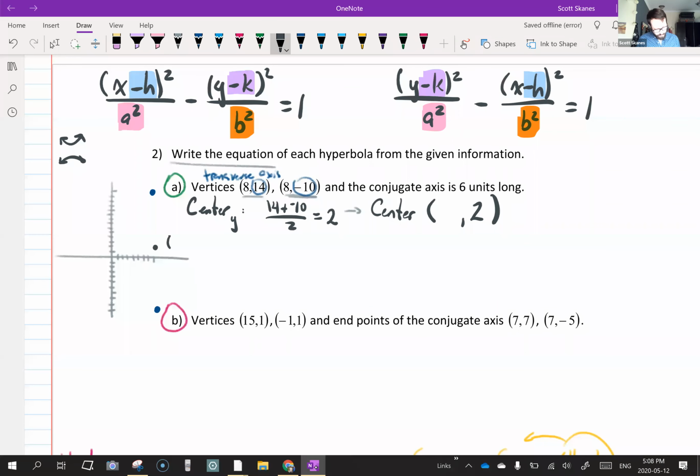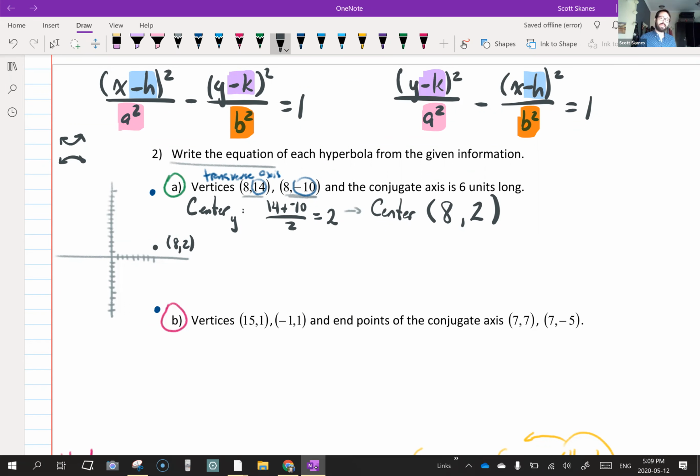The center is going to be at (8, 2). So you can see that you have to think in a different way to solve these questions. You have no choice. You have to know what the pieces mean. Okay? So I know where my vertices are. That means that halfway, or the average between them, is where my center is.